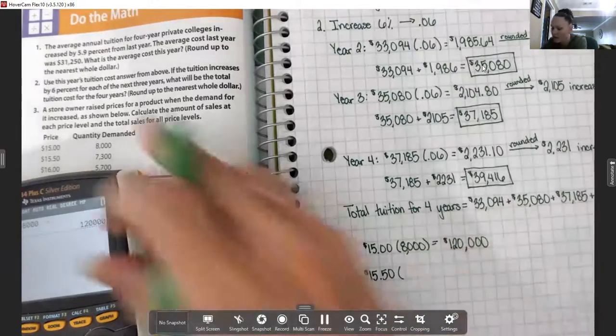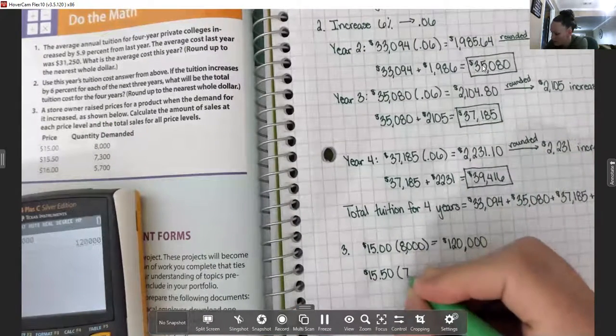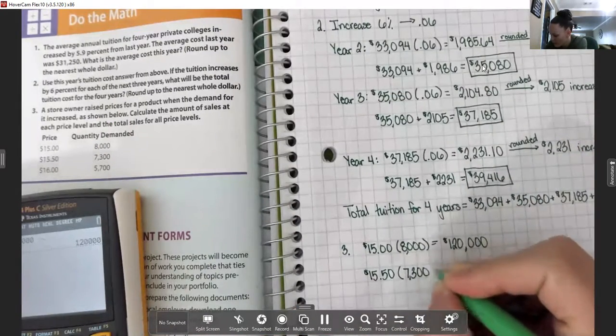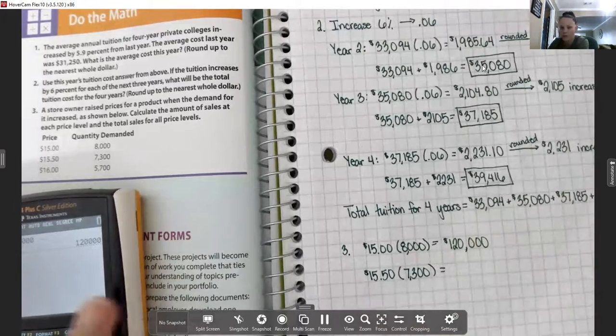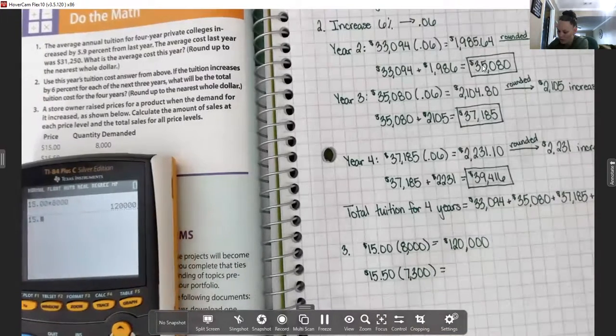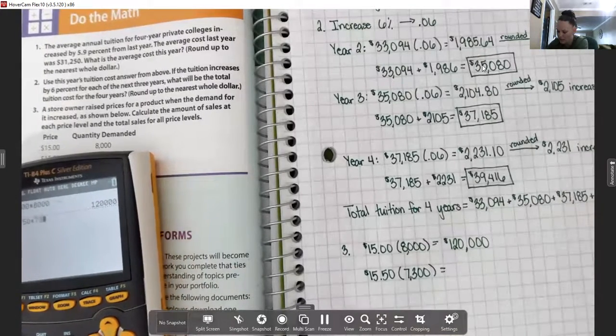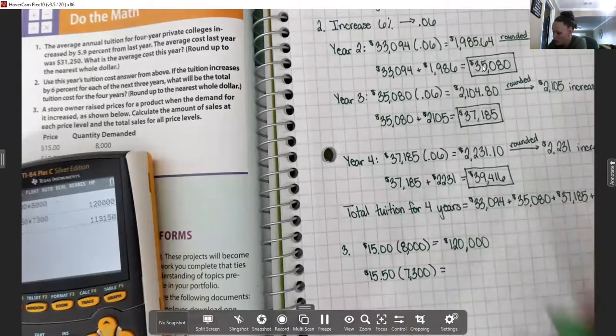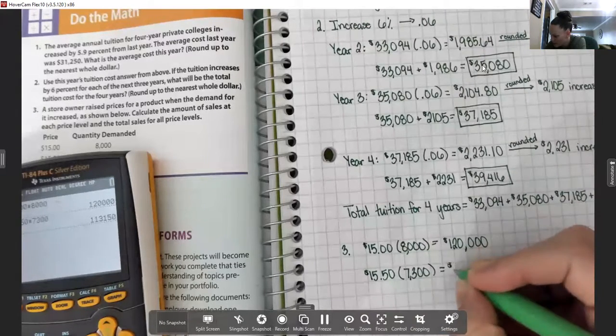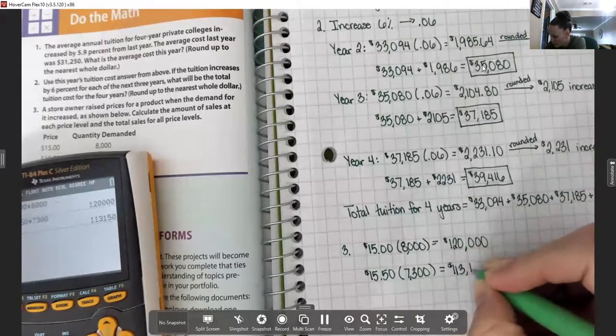But now they only sold 7,300 of them. So $15.50 times 7,300 is $113,150.